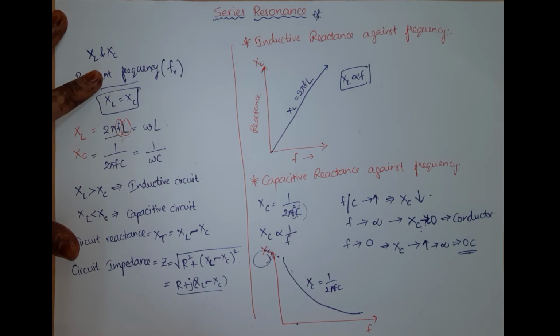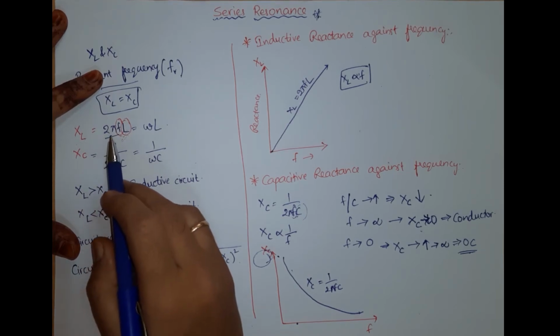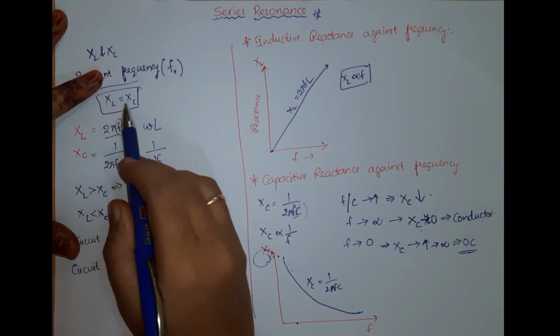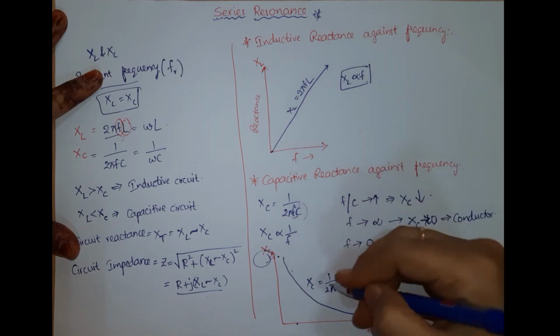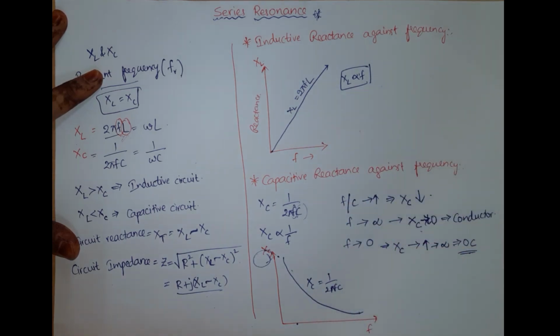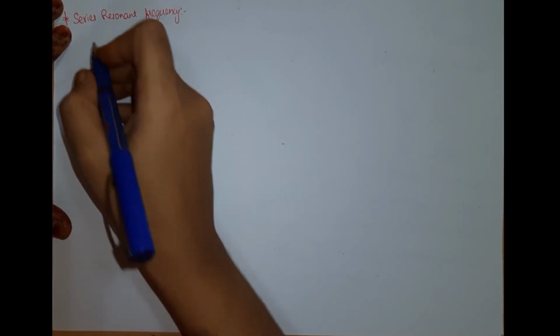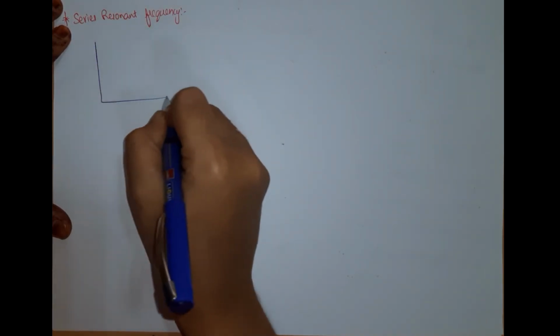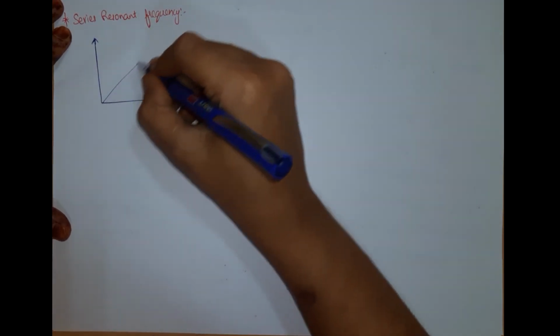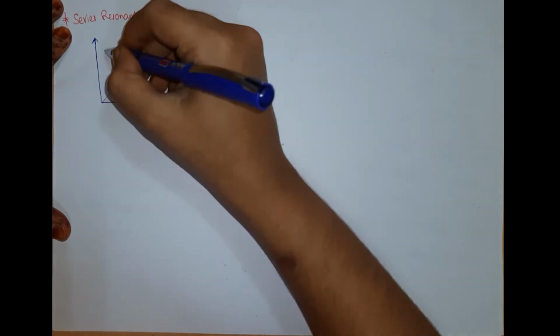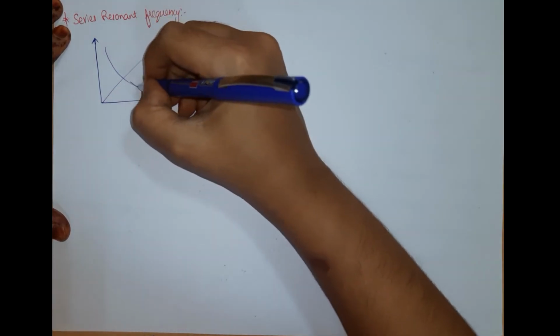Now, how do we get the series resonant frequency? Let us see. We have seen that the resonance condition is nothing but XL equals XC, inductive reactance equals capacitive reactance. We will obtain this by combining these two graphs. Let us see how we get it. Now, the combination of both graphs, inductive reactance and capacitive reactance, let me draw it. So this is inductive reactance and this one is capacitive reactance.